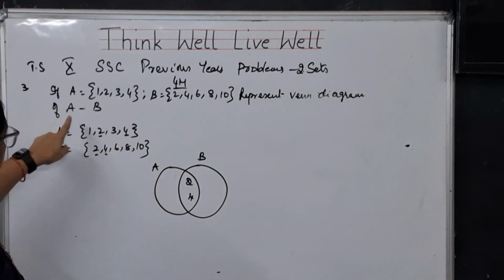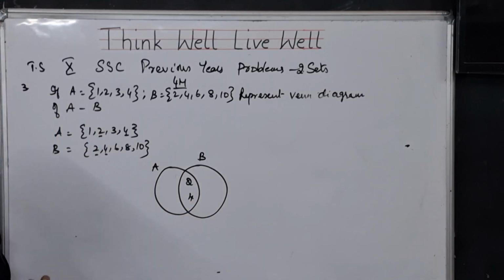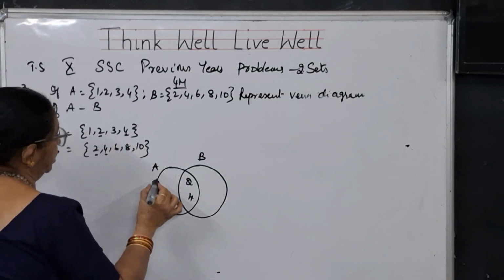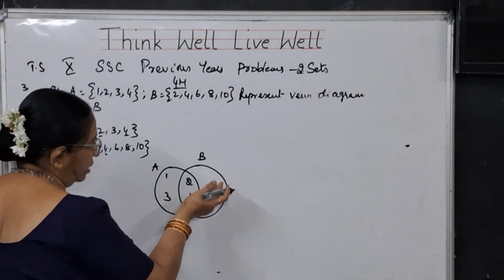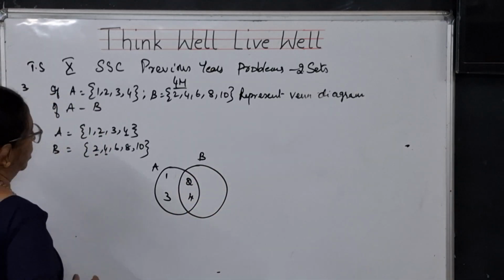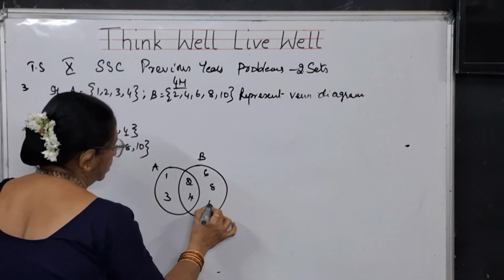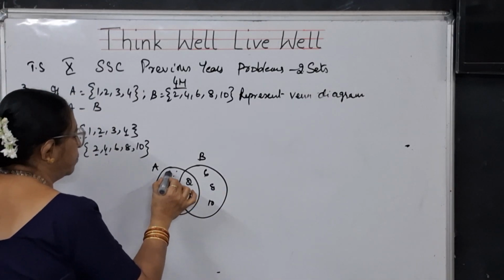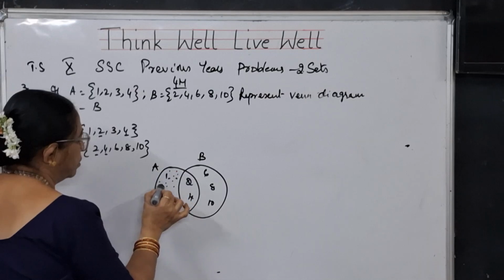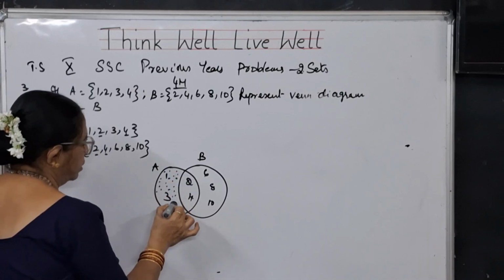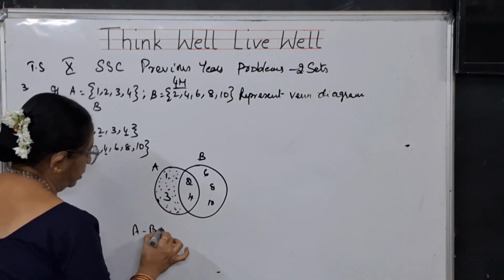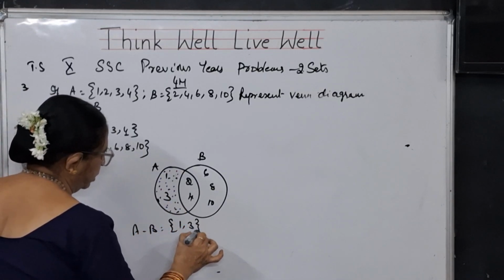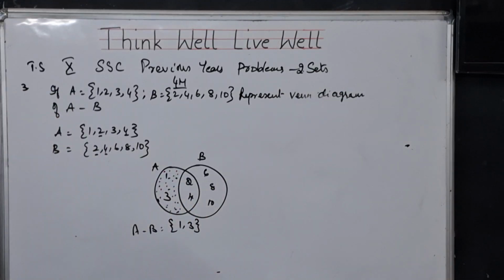And they are asking to find out A minus B. A minus B means in A, what all are left behind: numbers 1 and 3. The remaining elements that are there in B are 6, 8, 10. So what is A minus B? This dotted region is A minus B. A minus B is 1, 3. That is the answer, children. Write down this.